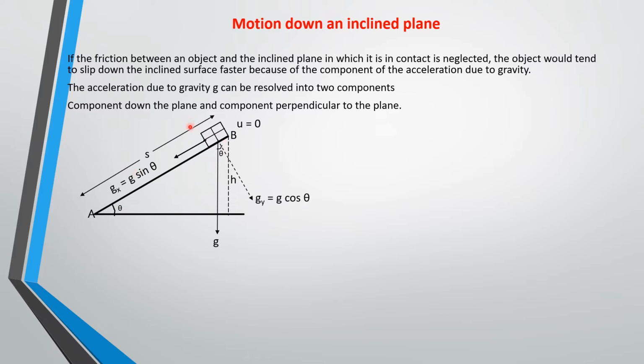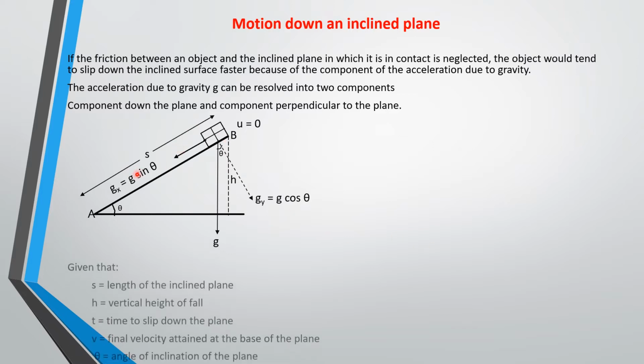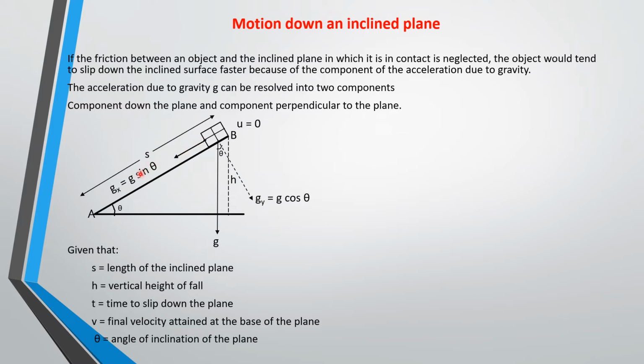This is the component that is parallel to the plane, and this is the component of the acceleration due to gravity that is perpendicular to the plane. Note that the component that is actually moving this box down is the one that is parallel to the plane. So in most of the calculations, it is this one that you are going to use to solve.